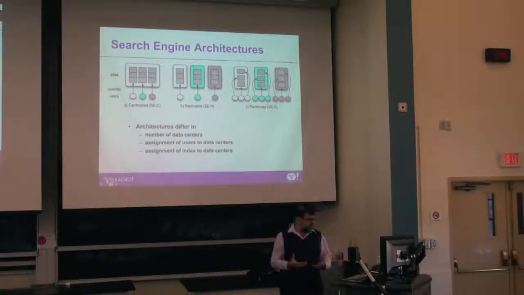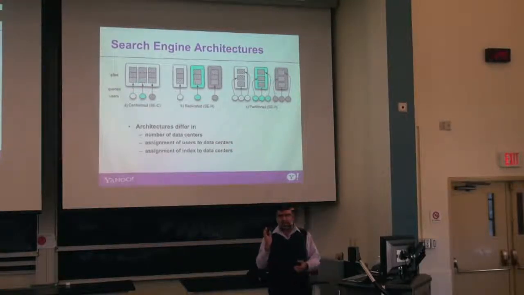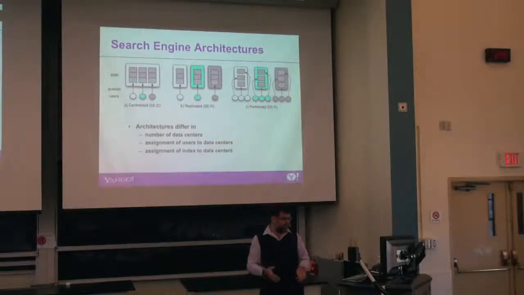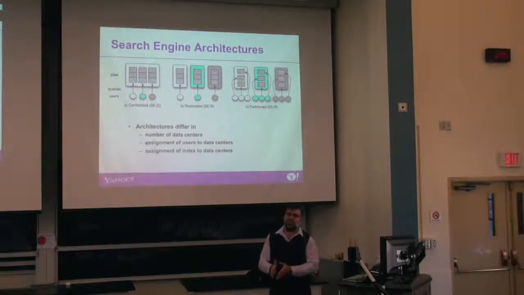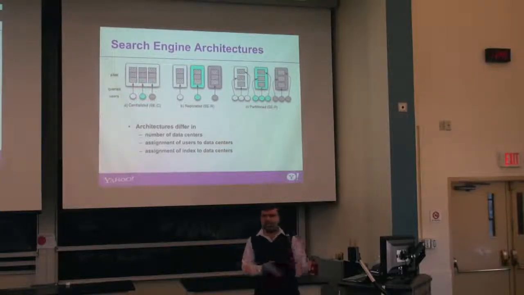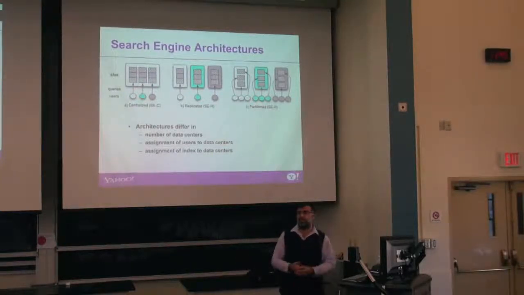So where are the differences? Well, how many data centers? How will I assign users to data centers? So basically, which cluster will answer your query? And also the assignment of the index to the data center. So basically, which center will have your document if you are a website.